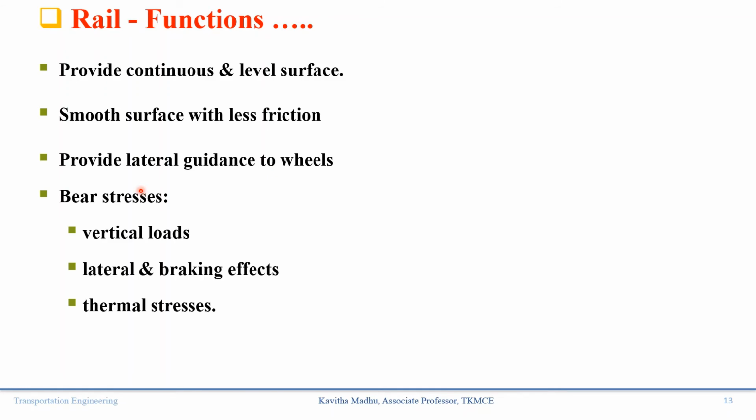What are the different stresses coming over the rails? The stresses develop due to the vertical load transmitted to them through axle load and wheels, as well as lateral and braking stresses. Then temperature variation can lead to thermal stresses. Another function is to transmit the load to a larger area below. So these are the functions of rails.